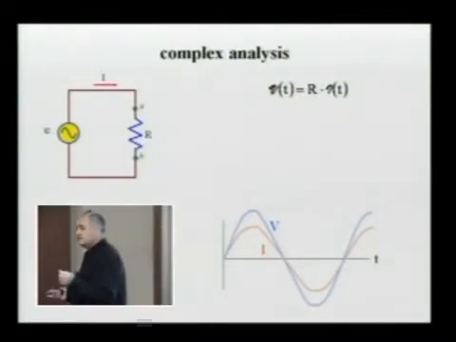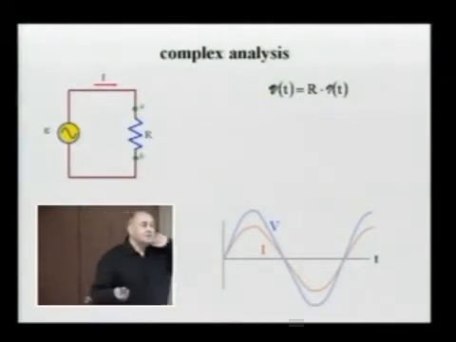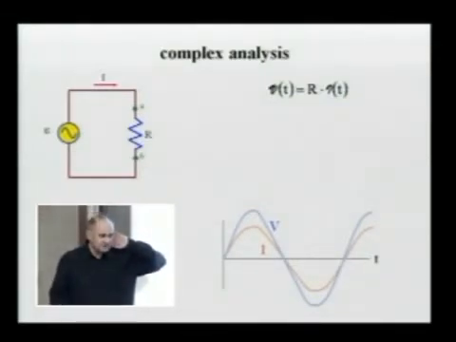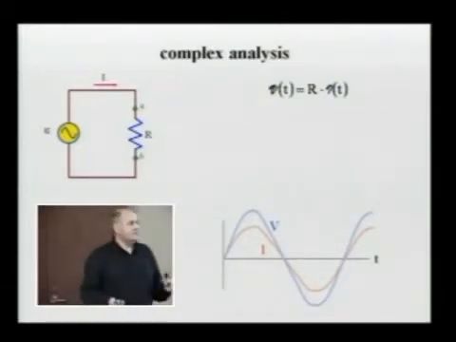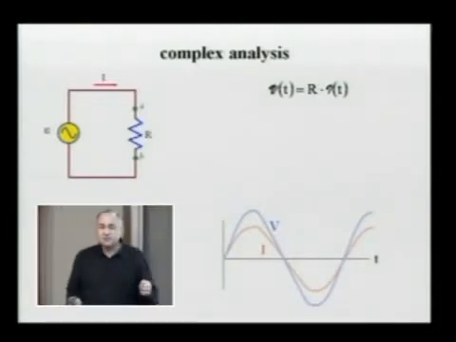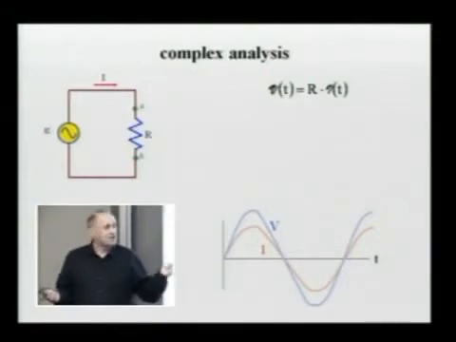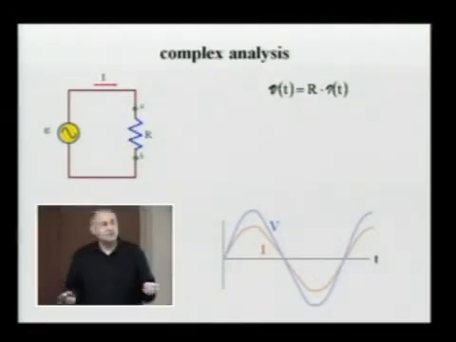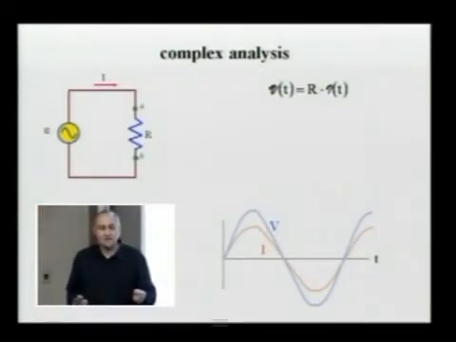Which coefficient relates complex current with complex voltage? Complex impedance. Now, which coefficient relates the peak value of the voltage with the peak value of the current? Impedance, correct. Which coefficient relates the root mean square value of the voltage with the root mean square value of the current?